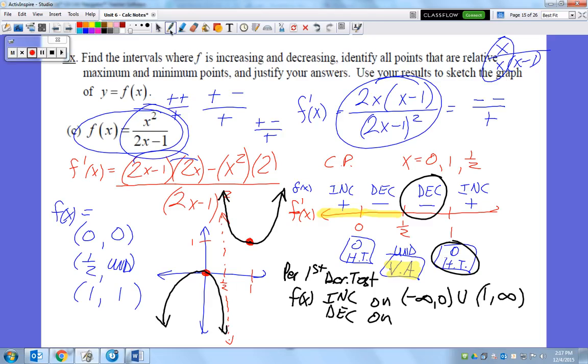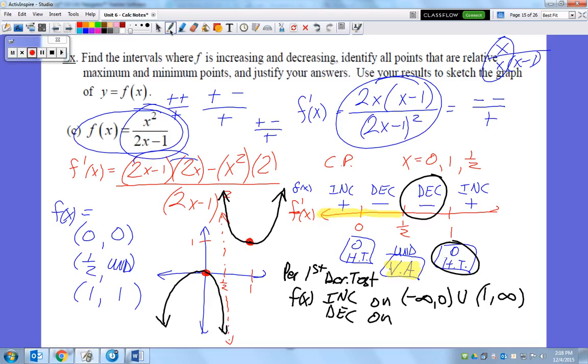Who can tell me why I decrease? 0 to 1/2 union 1/2 to 1. Why do you not say 0 to 1? Because it's undefined. Yes, and there's no sign. It doesn't have a negative sign at 1/2. Okay, so don't include it.